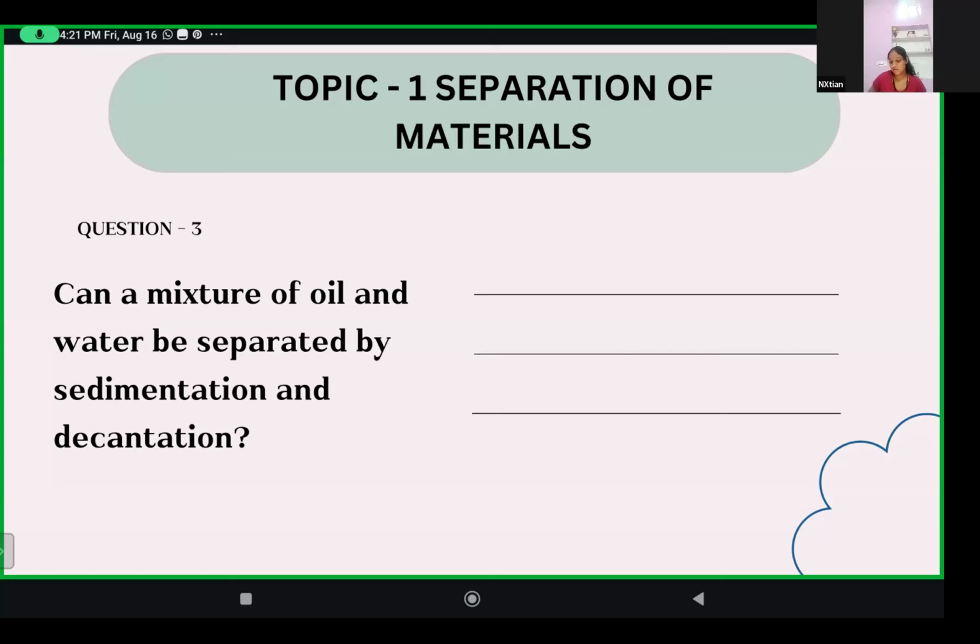It's because decantation is a process in which, when I pour a mixture of water and oil on a slope, it will float on it for some time. So ma'am, the answer is yes, it can be separated by sedimentation and decantation.